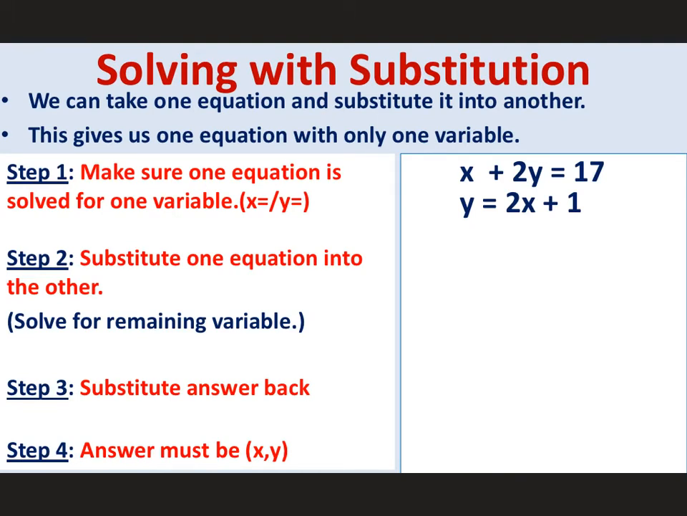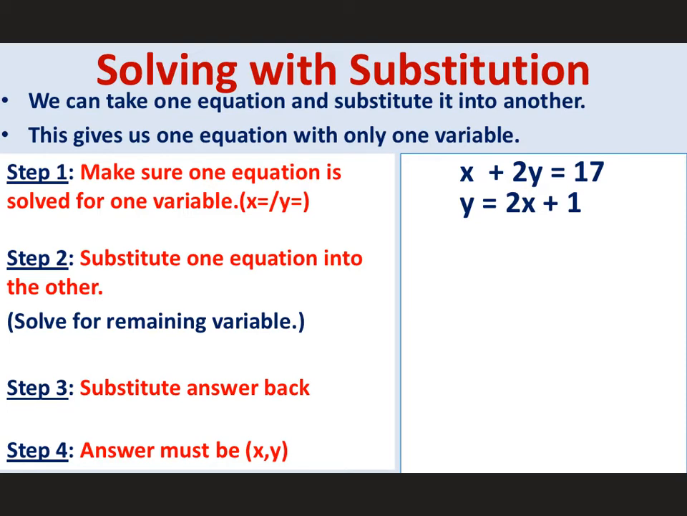Our next method is solving with substitution. To solve with substitution, we need one of the equations to be in x equals or y equals form. If it's not, you can put it in x equals or y equals form. Once it's in that form, you're going to substitute one equation into the other. So you're going to take the part that y equals and put it where the y goes. You will solve for the remaining variable, and then you're going to take that remaining variable and substitute it back into one of the other equations. Always write your final answer as an ordered pair.